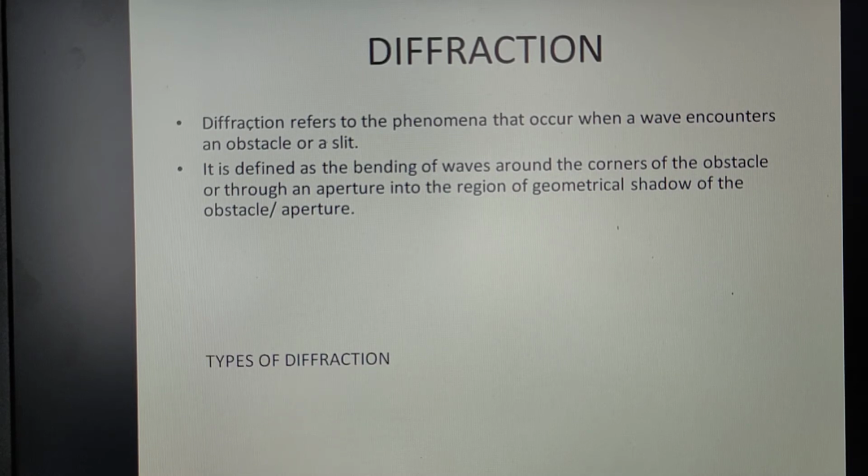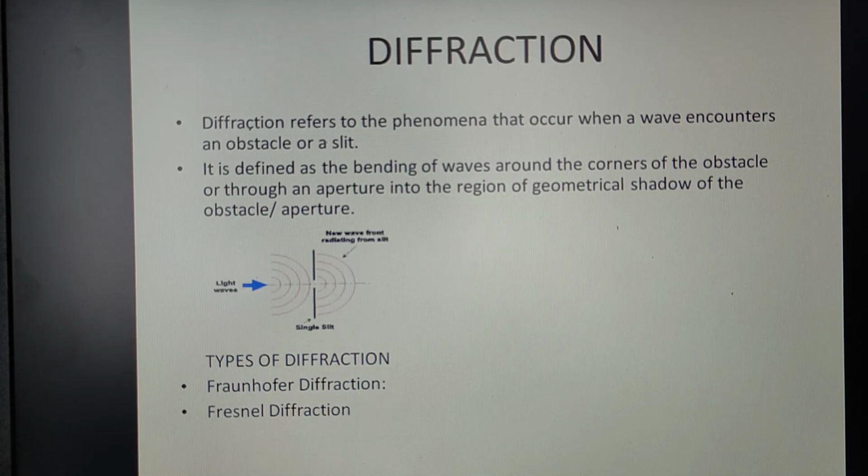Types of diffraction. We have Fraunhofer's diffraction and we have Fresnel's diffraction. Before I go into those, of which I'll just give you a brief account, you do not have to know all these. So I'll just show you what diffraction looks like.